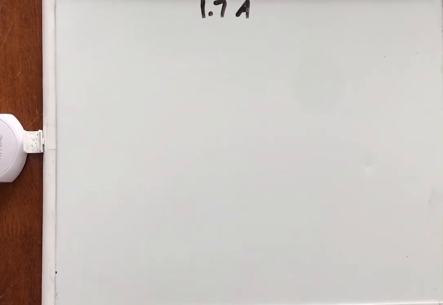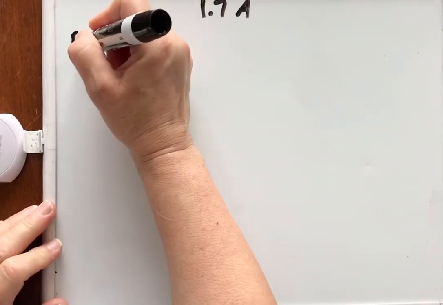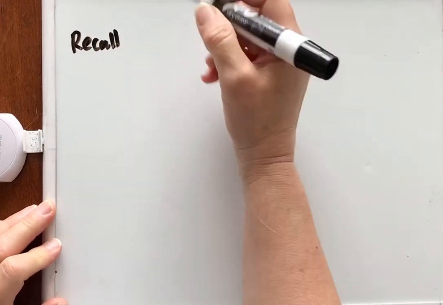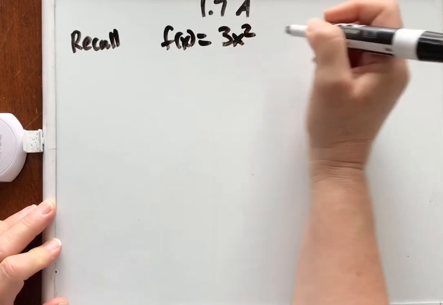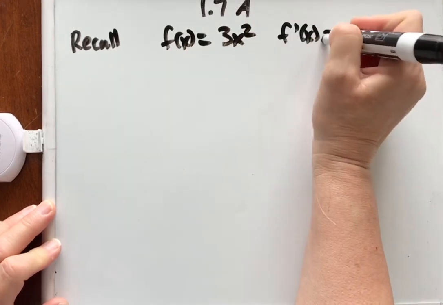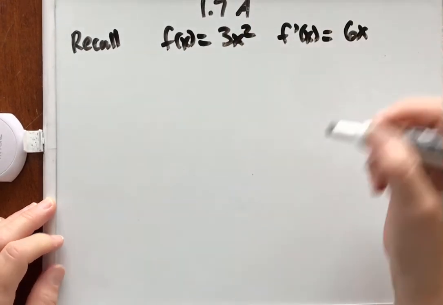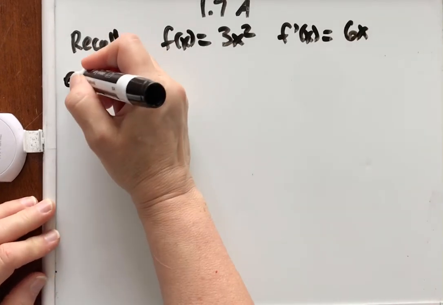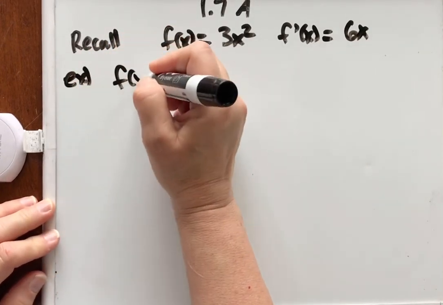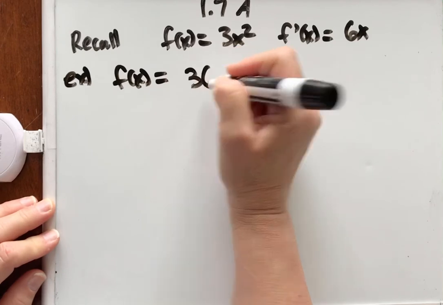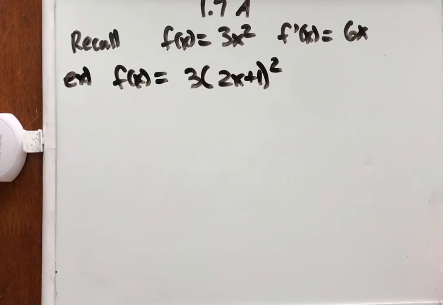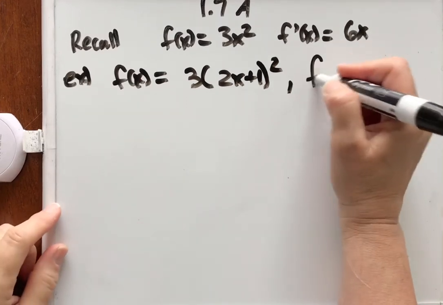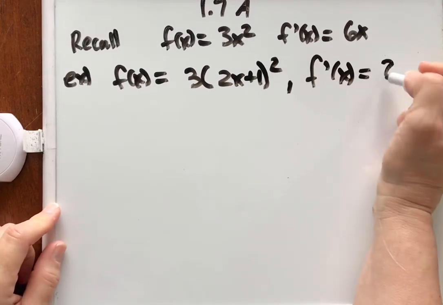1.7a. Okay, recall, if we have f of x equals 3x squared, f prime of x equals 6x. Okay, so here's an example. Let f of x equals 3 times (2x plus 1) squared. What is f prime of x going to equal?